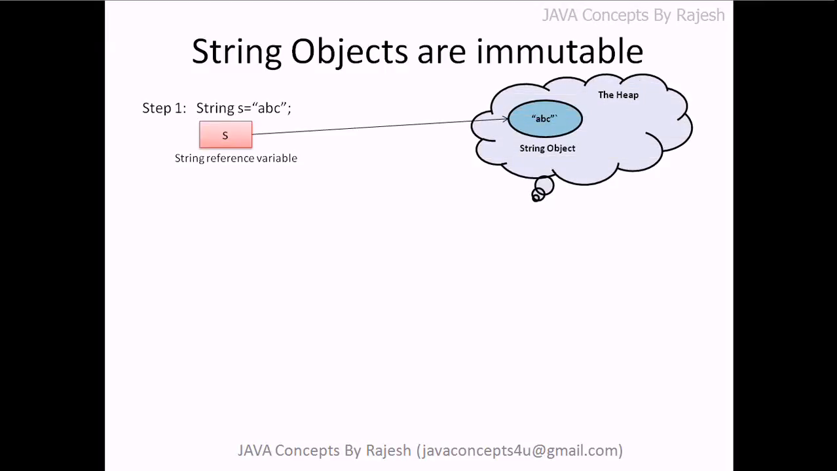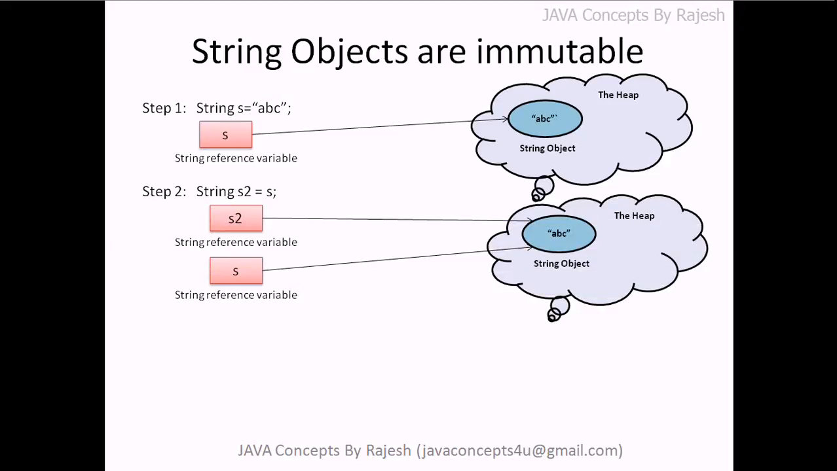So what we did in the first step: we have created a string S and assigned a value ABC. We can see that the reference variable S points to the string object ABC, which is in the heap memory. In the second step, we have created another reference variable S2, which points to the same string object ABC.